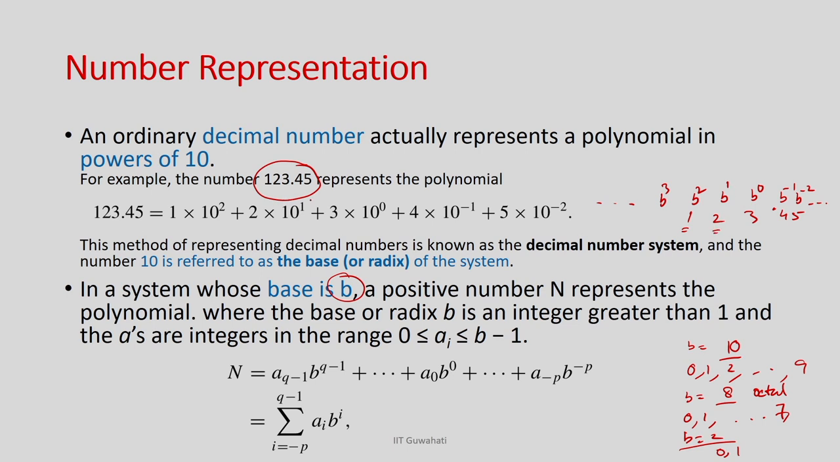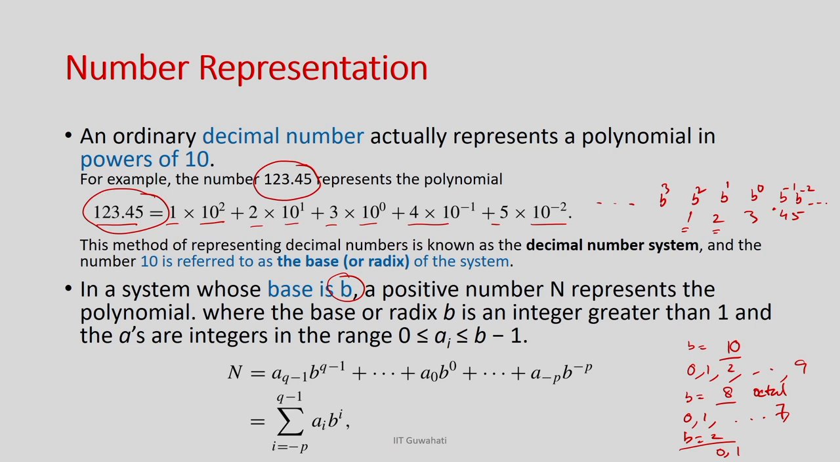So, this 123.45 is this, right. We have 1 into 10 squared because the base is 10 here, then 2 into 10 to the power 1, then 3 into 10 to the power 0, plus 4 into 10 to the power minus 1, 5 into 10 to the power minus 2. If you sum this up in arithmetic where you calculate everything in base 10, you will get the value 123.45, right.